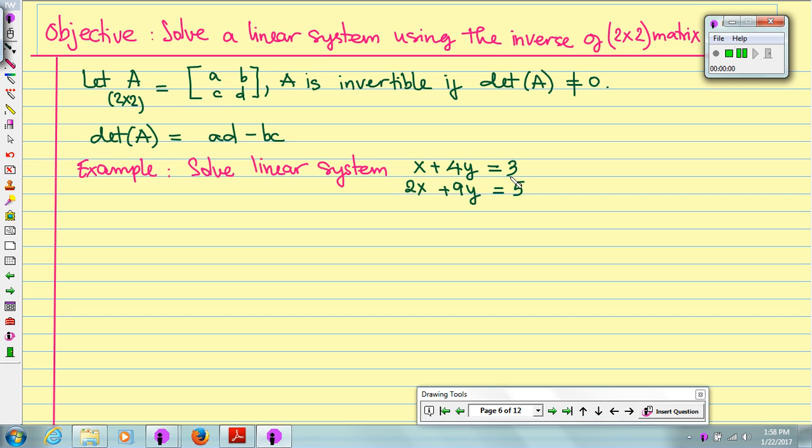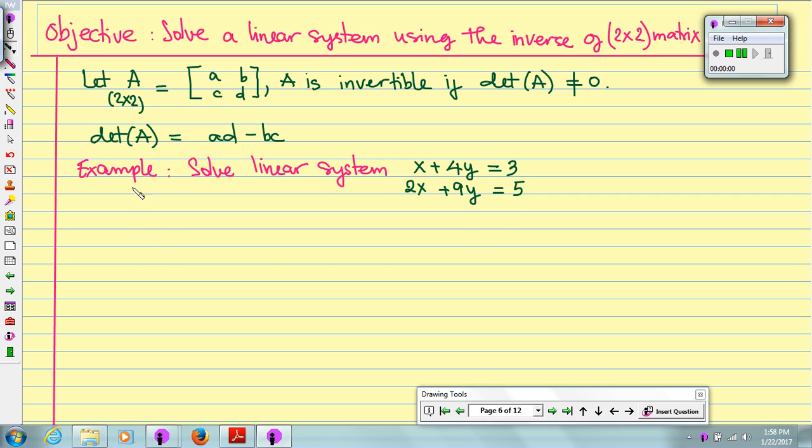So let's look at this system of linear equations. We have x plus 4y equals 3, 2x plus 9y equals 5. Of course, there are many possible ways that you can solve this system of linear equations. You can solve by substitution, by elimination, by using matrices, or by graphing, but in this case we focus on using the inverse of a 2 by 2 matrix.